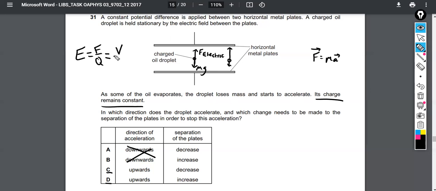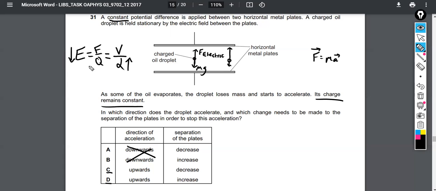In the laboratory, we can adjust the electric field strength by either changing the potential difference between the charged plates or the distance between them, right? Those are the two things that we're in control of in the laboratory. They tell us that the potential difference is constant, so we're not changing this, we are changing the separation of the plates. In order to decrease the electric field strength and thereby decrease the electric force acting on the charged oil droplet, we need to make an adjustment by increasing the distance between the plates, right?